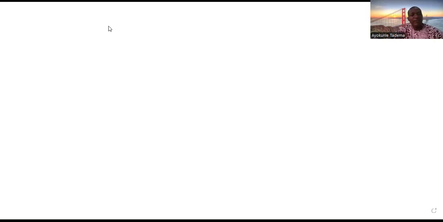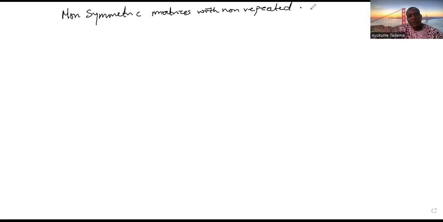Today we want to look at how to find the eigenvector of a non-symmetric matrix with non-repeated eigenvalues. I said we want to look at non-symmetric matrices with non-repeated eigenvalues.